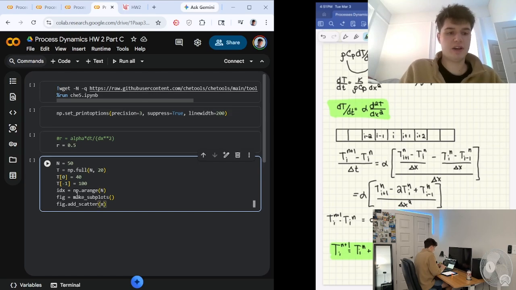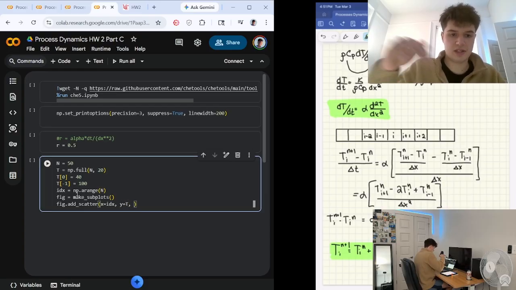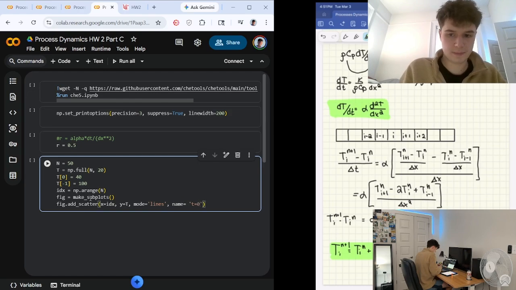Now we want our x value to equal this IDX, which is making our n values into an array for us. We want our y value to be equal to the t, so we're actually able to see this line move with respect to x. Our mode is going to be equal to lines, because we want lines, we don't want dots. Much harder to read that way. And then let's add a name. Let's name this t equals 0.